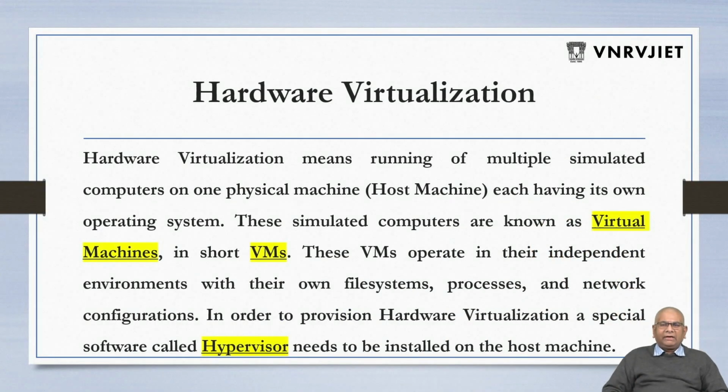Hardware virtualization means running multiple simulated computers on one physical machine, which is also known as the host machine, each having its own operating system. These simulated computers are known as virtual machines, or VMs for short. These VMs operate in their independent environments with their own file systems, processes, and network configurations. In order to provision hardware virtualization, a special software called a hypervisor needs to be installed on the host machine.